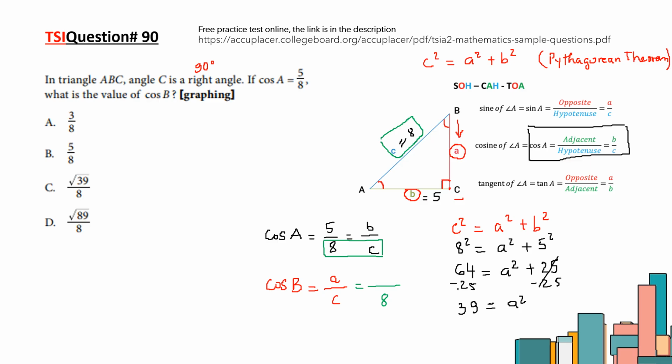Now we take the square root of both sides so that we have a equals square root of 39. 39 is 13 times 3. Those are all prime numbers, so you cannot take anything out of the square root, so we keep that. Now a is square root of 39. So we have the answer, square root of 39 over 8. So C is the correct answer.